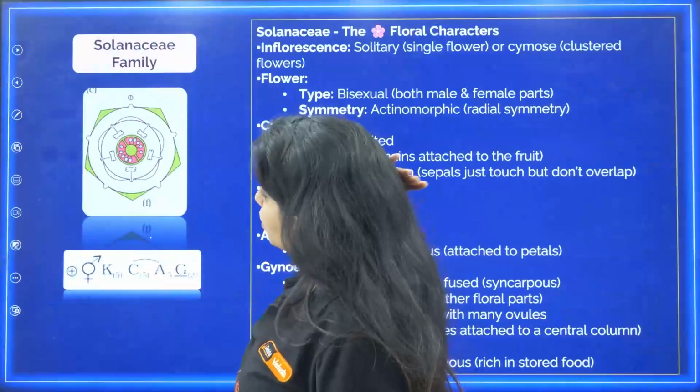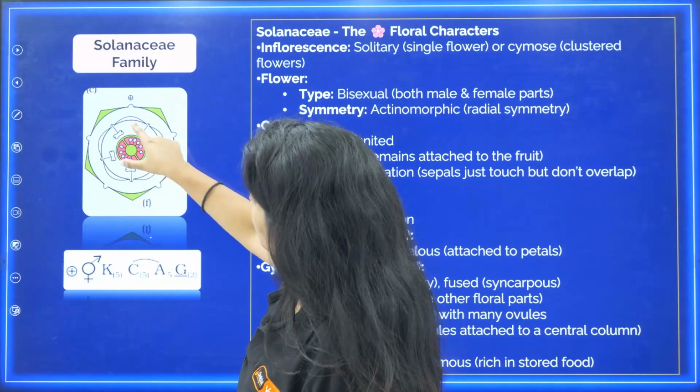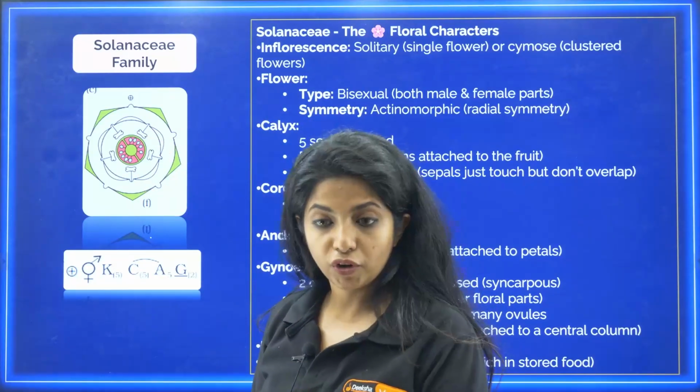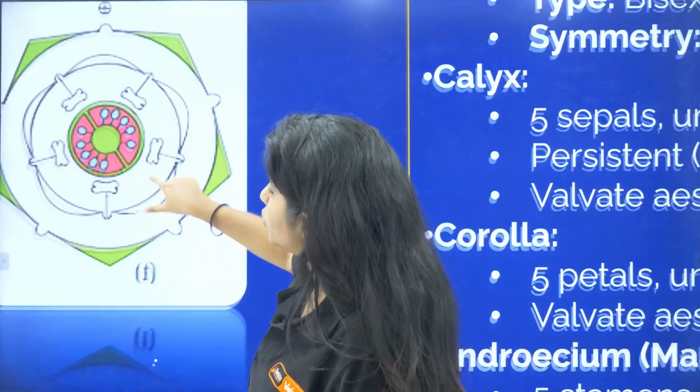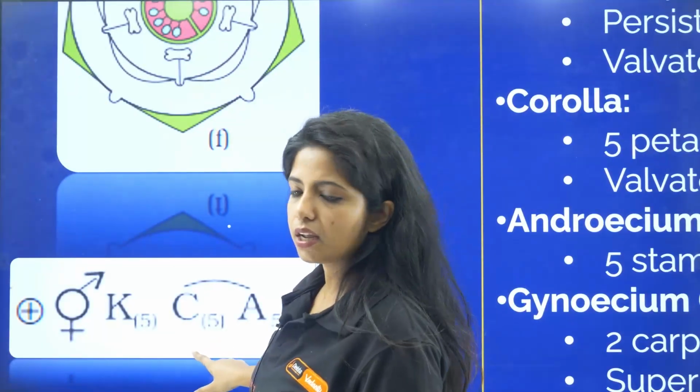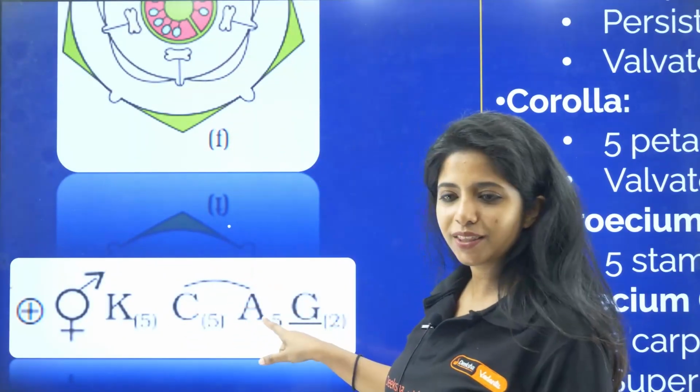Now talking about the corolla. This is 1, 2, 3, 4, 5 corolla. Corolla means we are basically talking about the petals. What about the petals? Here also you can see that they are fused. So how do you put it? Inside the bracket. Now you see a line going like that. What does this mean?